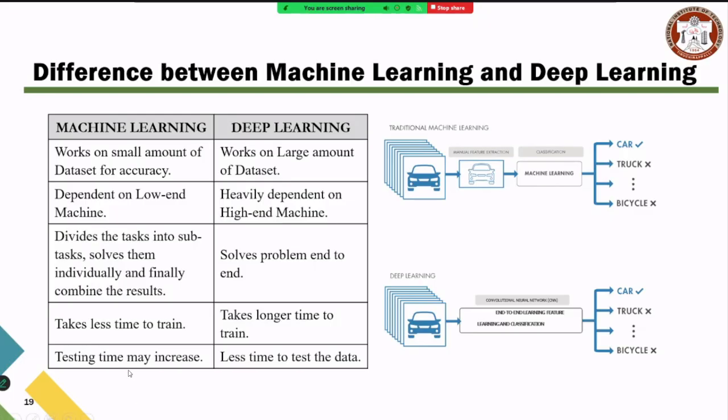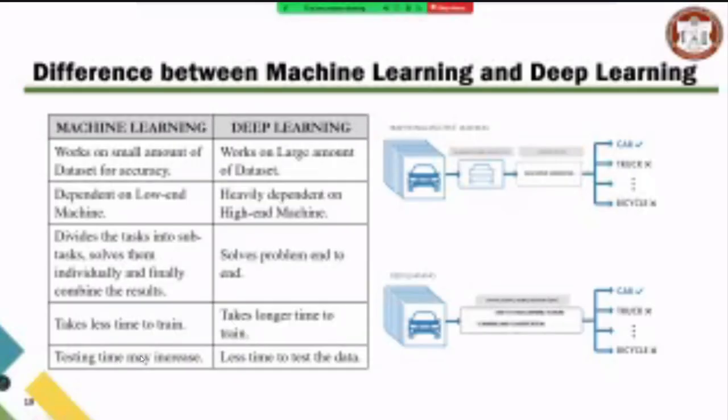Then here, machine learning takes less time to train, the reason being that it has a small amount of data. Here, deep learning takes longer to train, but the testing time may increase depending upon the data and the number of parameters, that means features, etc. But here it takes less time to test the data once the models are trained.